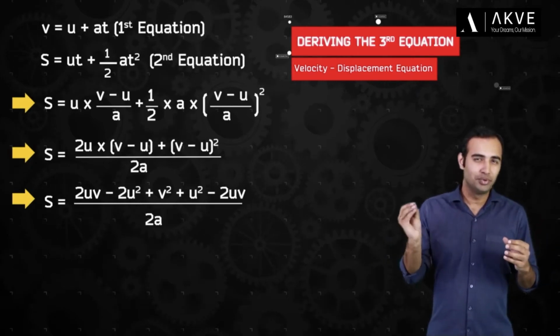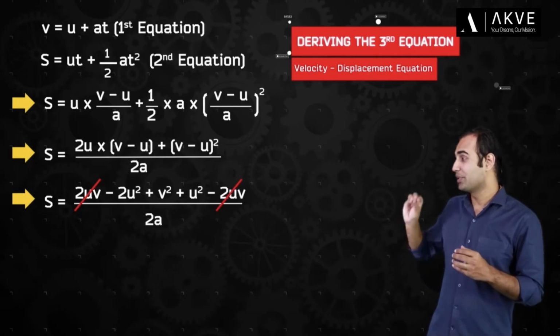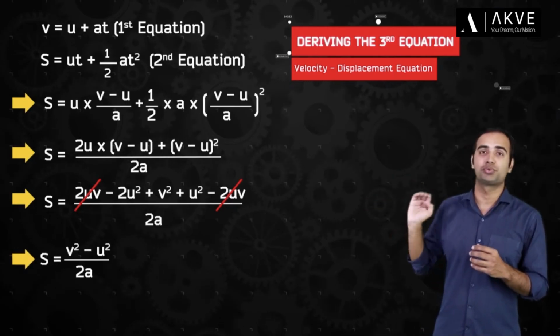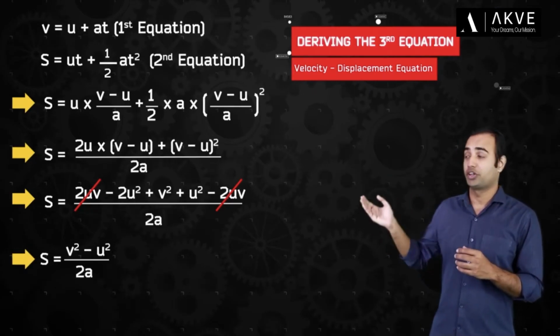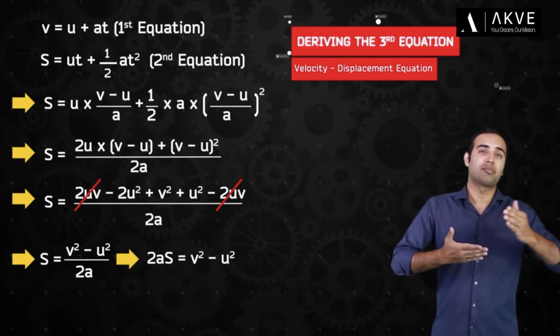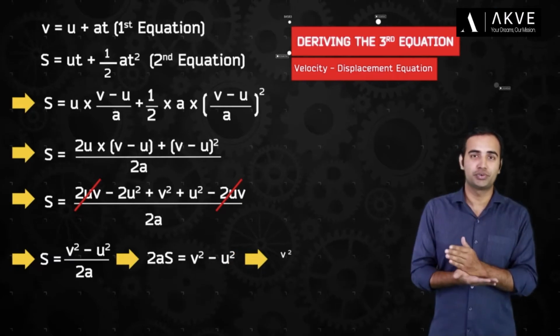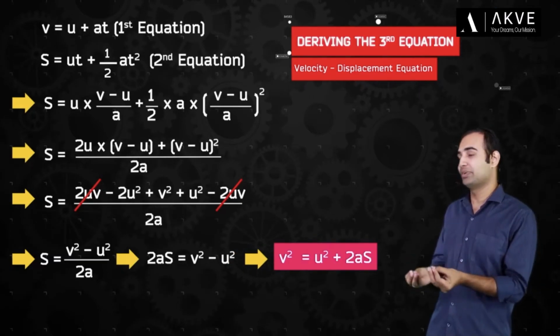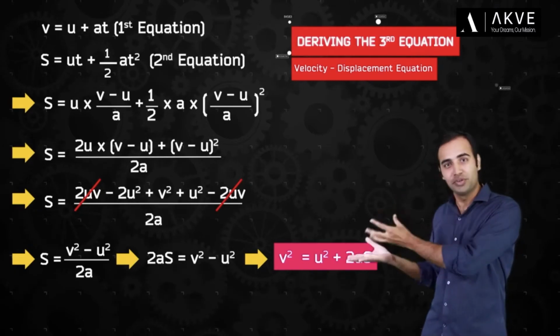Now, after doing some more mathematical manipulations, our equation essentially becomes s is equal to v square minus u square divided by 2a. Now, if I cross multiply 2a, I'll get 2as is equal to v square minus u square, or simply v square is equal to u square plus 2as. And that is nothing but the third equation of motion, guys.